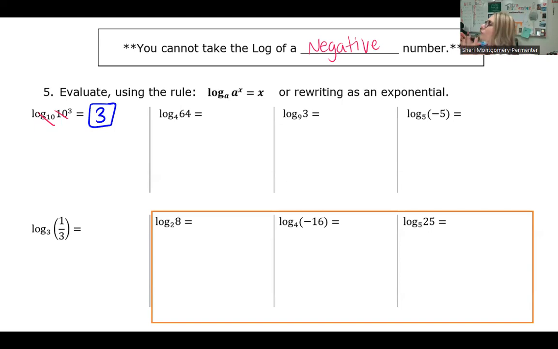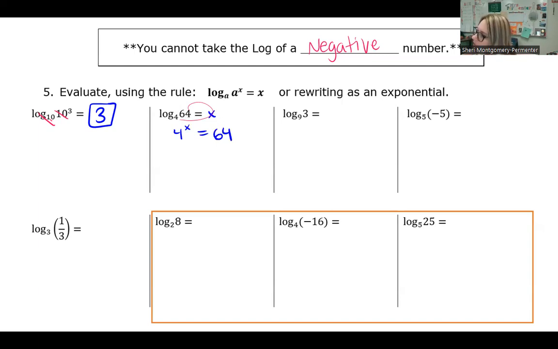Well, when you scan over all the rest of these problems, do they look like that? No, so we have to do math magic and make them look like that. So what I want to show you real quick is, I'll show you on the second one. We don't know what that equals, so we could say it equals X, whatever. If we rewrite it, then that would be 4 to some power equals 64.